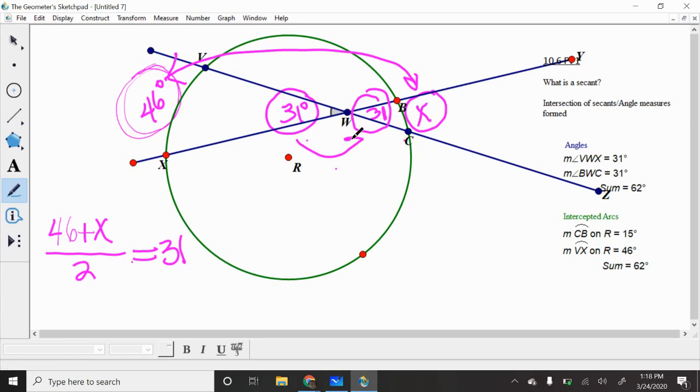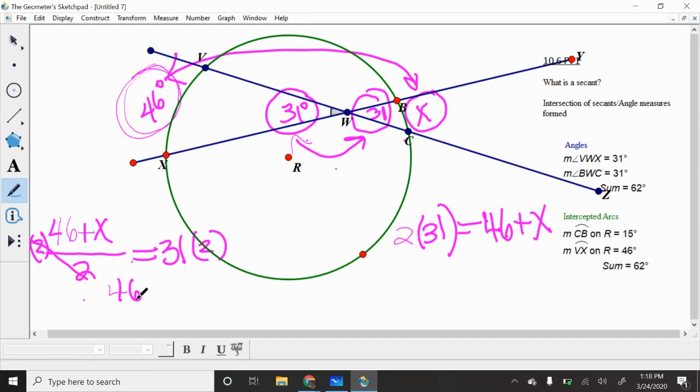Or you can double the 31. We know that 2 31s is equal to 46 plus x. So you can start it off two different ways. Let's see what happens on the left. On the left, I'm going to multiply each side by 2. So 46 plus x equals 62.